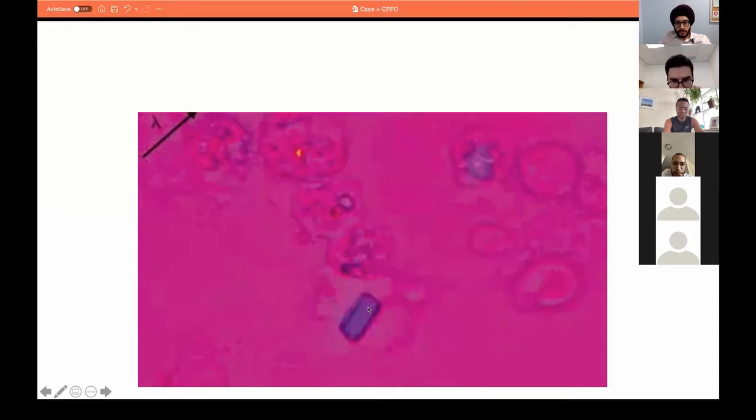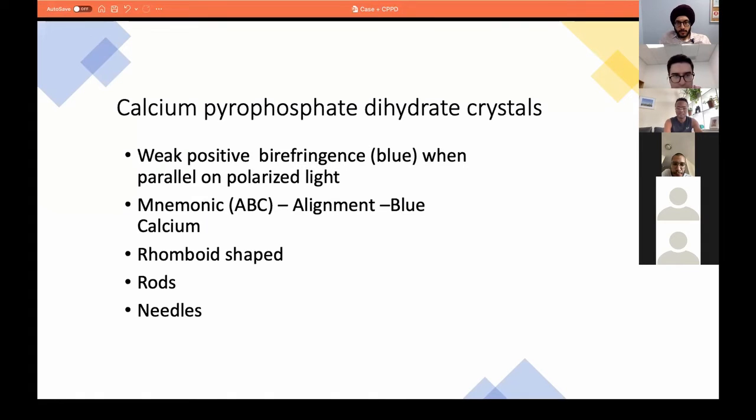You see them looking like a rhomboid here, but sometimes it looks like a rod as well. So I'll definitely recommend that you look at a bunch of crystals, whether it's monosodium urate or these CPPD crystals, because they will show you different ones, and sometimes it's not so straightforward. It can also sometimes show as needles, so be careful not to confuse it with monosodium urate.